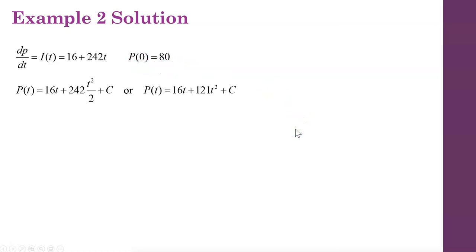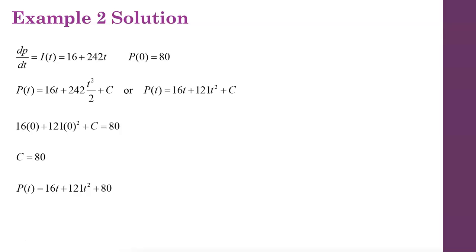Since we know P of 0 was 80, I can plug in 0 for my t and set that equal to 80. I'll get 16 times 0 plus 121 times 0 squared plus c is 80. And 16 times 0 plus 121 times 0 squared happens to be 0. So I get 0 plus c is 80, which gives me the value of c. In this case, c is equal to 80. And I can go back and rewrite my equation with the c in it: 16t plus 121t squared plus 80.